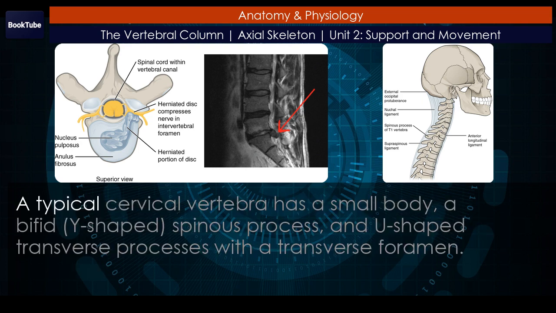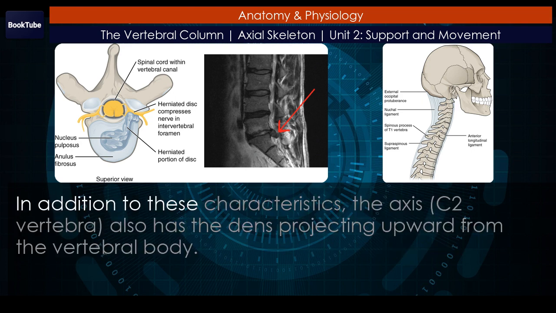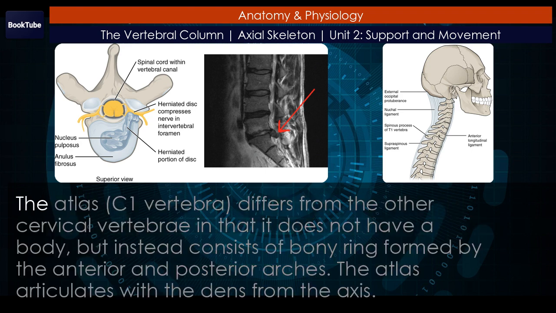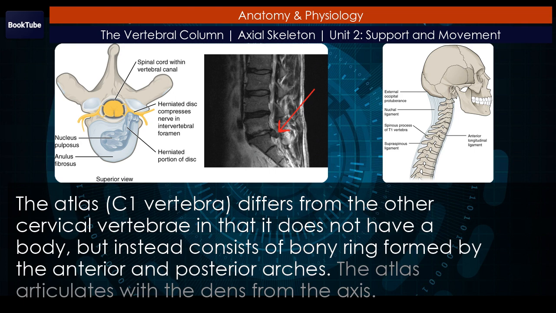The superior articular processes project upward, where they articulate with the downward projecting inferior articular processes of the next higher vertebrae. A typical cervical vertebra has a small body, a bifid, Y-shaped spinous process, and U-shaped transverse processes with a transverse foramen. In addition to these characteristics, the axis, C2 vertebra, also has the dens projecting upward from the vertebral body. The atlas, C1 vertebra, differs from the other cervical vertebrae in that it does not have a body, but instead consists of a bony ring formed by the anterior and posterior arches. The atlas articulates with the dens from the axis.